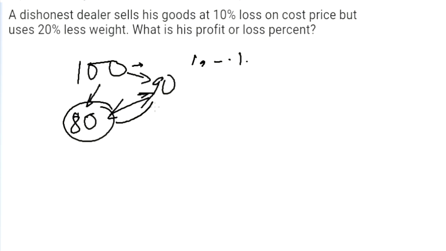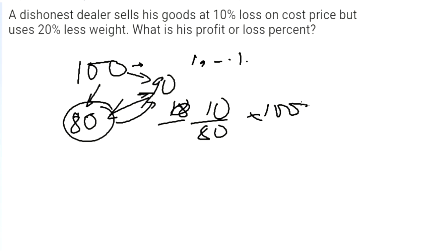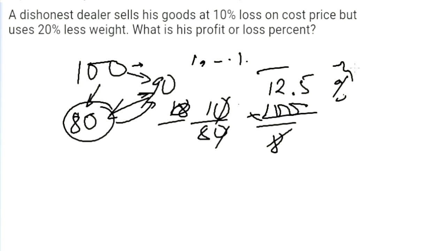So what is the profit or loss? Simple as that. Difference is 10. 100 divided by 8 is how much? 12.5. Right, that is the value.